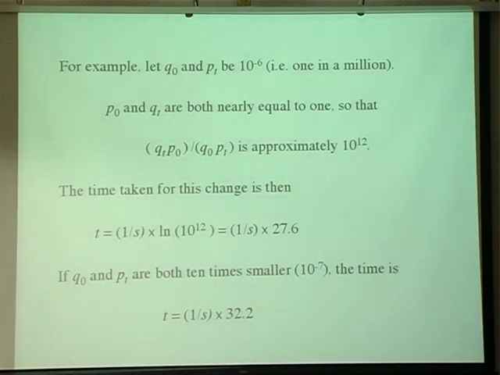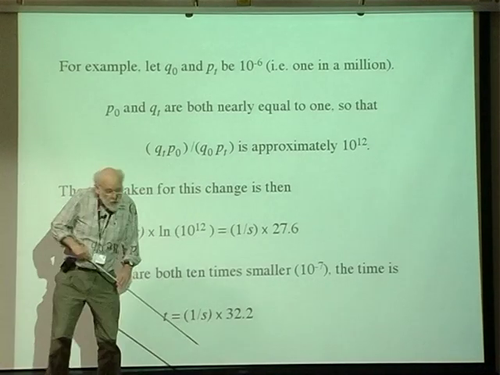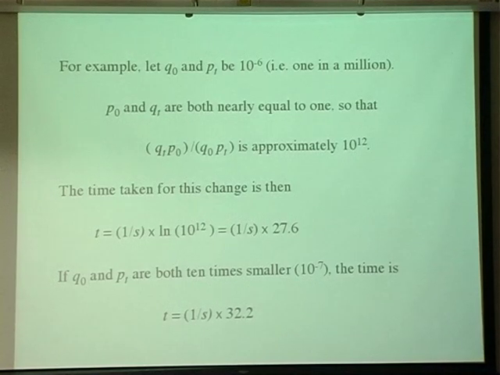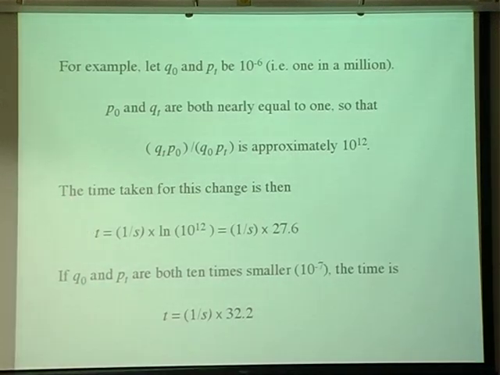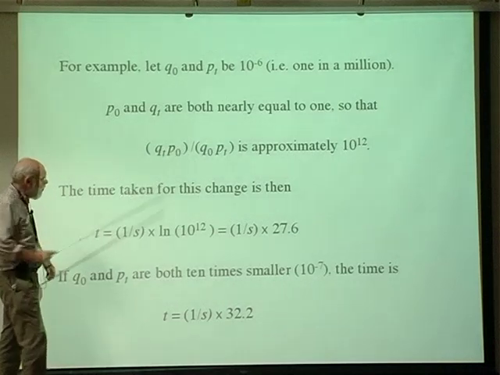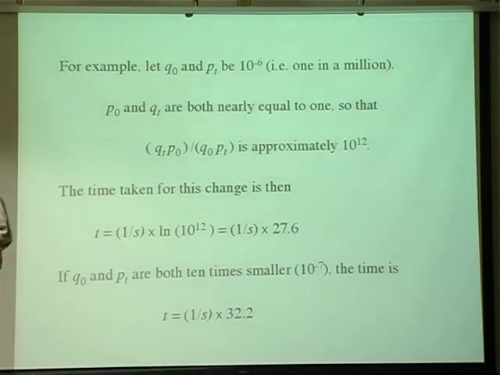OK, let's go further. Let's make the initial frequency, q naught, be 10 to the minus 7, 1 in 10 million. That's a very low initial frequency. We get 32.2 when we do this calculation, almost no change. So for this simple model, haploid selection, the time taken is 1 over the selection coefficient by something roughly of the order of 20 for a low initial frequency. So roughly 10 times 1 over the selection coefficient, as far as order of magnitude is concerned.